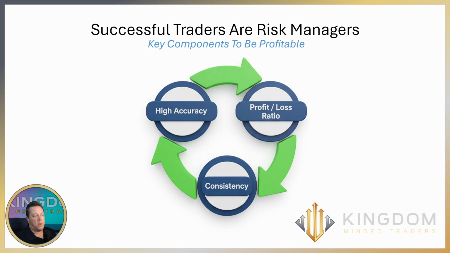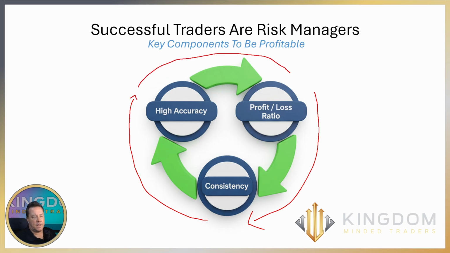Then the second part we really want to focus on is that profit loss ratio. So the more accurate you are, the better your profit loss ratio. Then that drives us down to being consistent. If you can consistently have high accuracy, consistently have a 1-to-2, 1-to-3, or 1-to-4 profit loss ratio, then what we can see is your accuracy is going to increase even more. The more your accuracy increases, again, the higher your profit and loss.